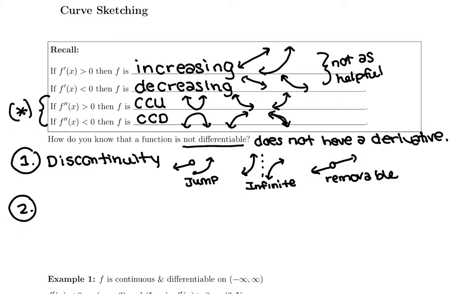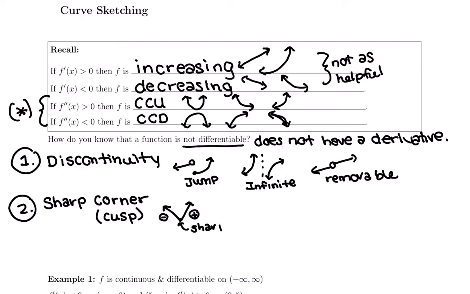The second type of thing that is not going to be differentiable is a sharp corner. If you took calc in high school, this is also called a cusp, if you want to be fancy. I like calling it a sharp corner just because it looks like its name. So something like this. This is the absolute value function. It has a negative slope before and a positive slope after, but this change is so sharp, we don't really know what's happening there. If you took the derivative there, it would be undefined. This is a sharp corner.